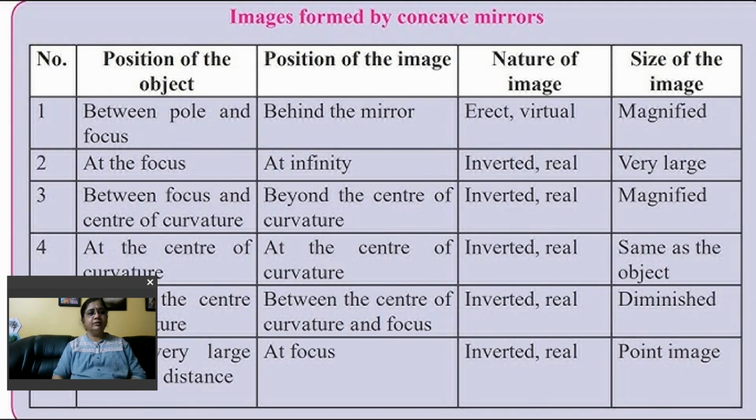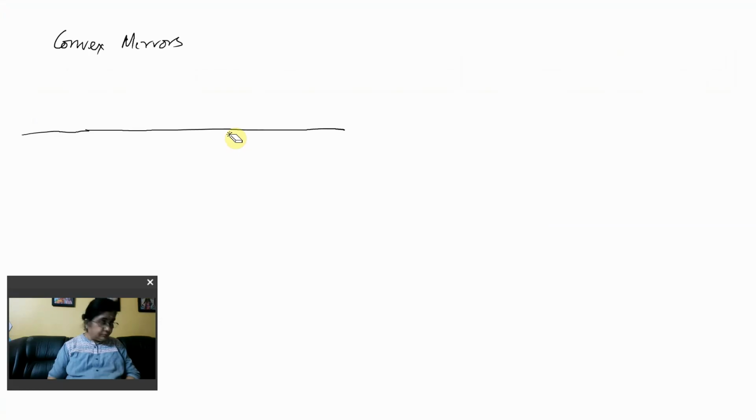So, do we have a table on this? Of course, we have a table on this. So, look at this. You learn this table, and you should be able to do some jugaad and draw the image formation yourself for a concave mirror. So, we have seen concave mirrors. Should we be seeing convex mirrors? Of course, we should be seeing convex mirrors. Let us go on to convex mirrors. Okay, now let us go into convex mirrors.